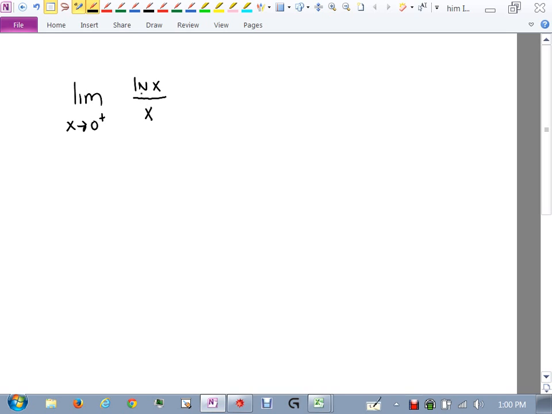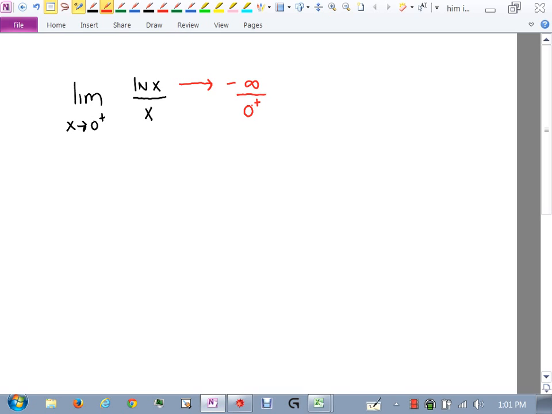So first of all, what happens to the natural log function as you approach 0 from the right? It goes to negative infinity. And then the bottom goes to 0, but it goes to 0 through positive numbers, so I'm going to put a little plus on the top right. This is not an indeterminate form. Indeterminate would mean infinity over infinity or 0 over 0. So just think about what's happening here.